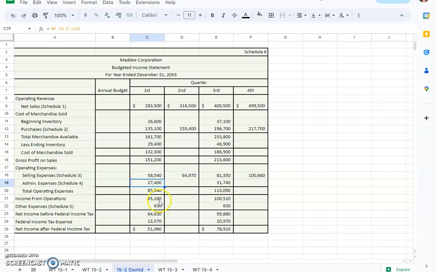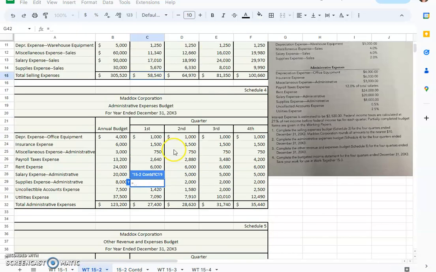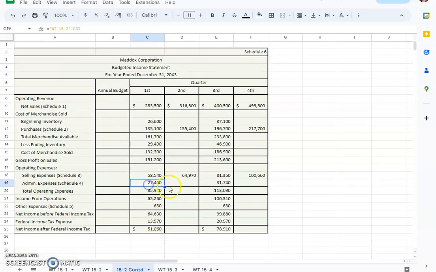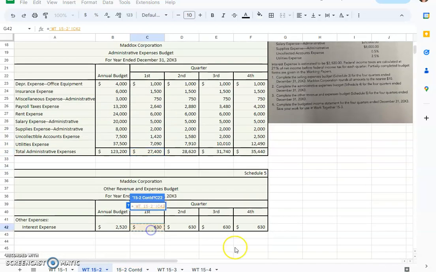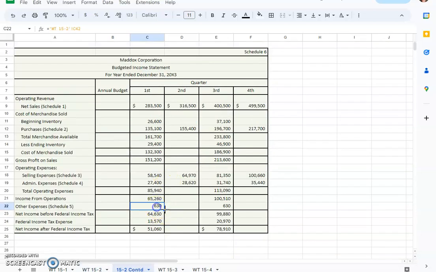And our administrative expenses, and those were 27,400 first quarter. And let's see, Schedule 5, other expenses, so equals this one. Interest expense is all we had in the other. And so that's a lot of them, but now we've got a little bit of work to do.